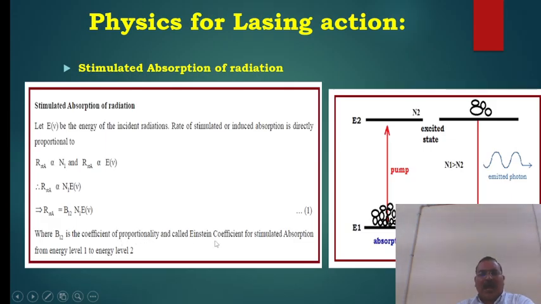Here B12 is the coefficient of proportionality, called the Einstein coefficient for stimulated absorption from energy level 1 to energy level 2, as we are observing in the figure here. This is N1, the number of atoms. This is the E1 ground state, E2 is the excited state, and the rate of flow of atoms from the ground to the excited state we can represent by equation number 1.